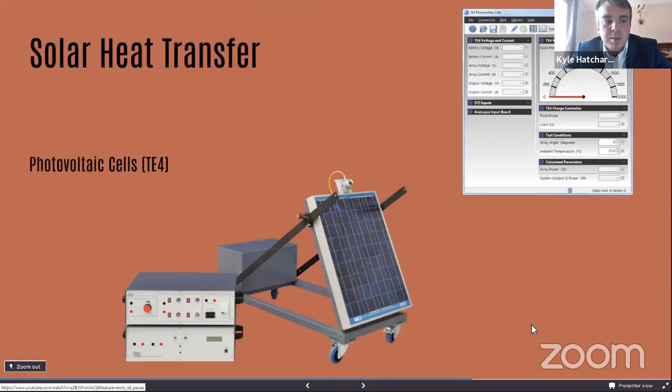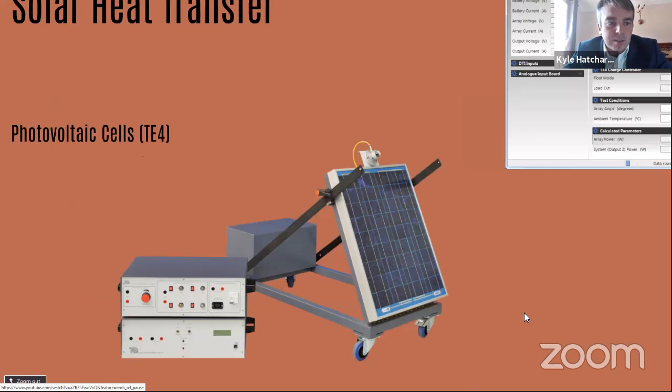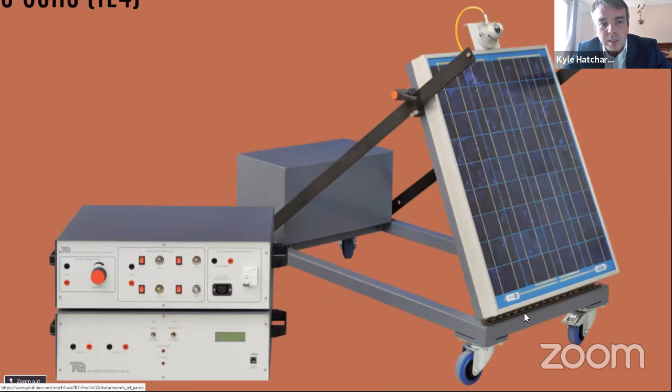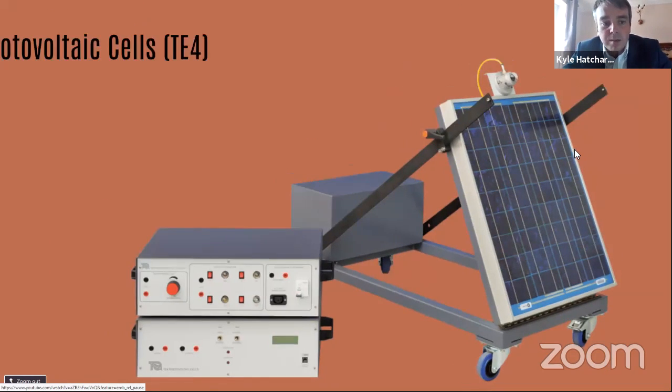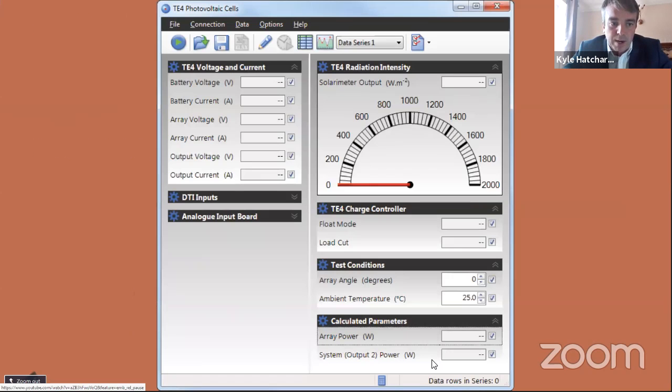And lastly, we move on to the solar heat transfer, the photovoltaic cells, the TE4. And this really allows students to understand the relationship in a practical applied sense between voltage and current, with a power output display within the VDAS application, displaying power over the surface area, and along with understanding how the ambient temperature and the array angle, the angle that the device or the solar panel is placed at, has an effect on the performance and power output of that equipment.